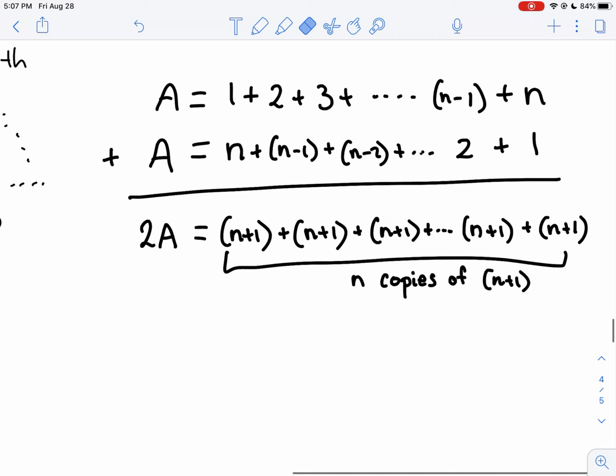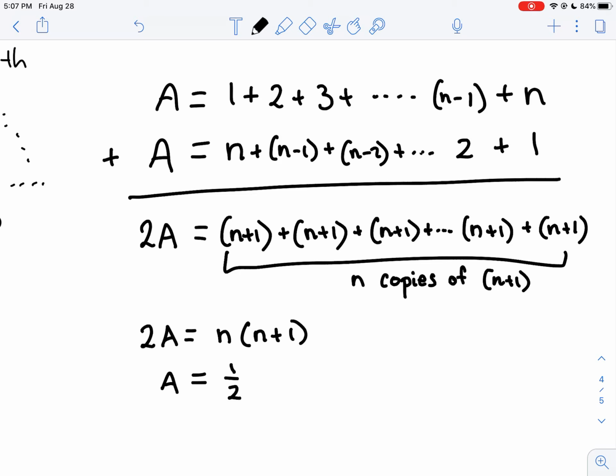So that allows me to use multiplication instead. So we have twice the number I'm looking for is equal to n times n plus 1. It's n copies of n plus 1. And then finally, I want a to be half that. So 1/2, or you can put it all over a 2, of n times n plus 1. Right? Or you could write this. I don't mean to have a plus there. Right? An equal sign.